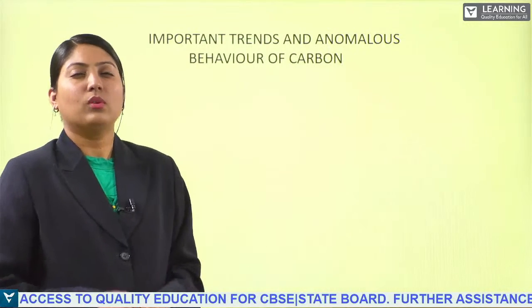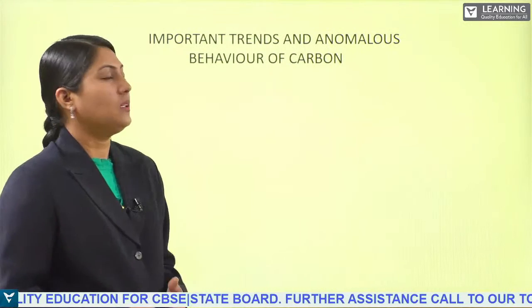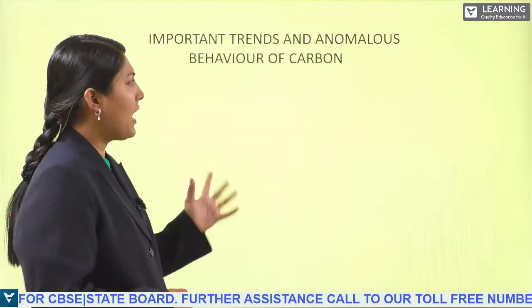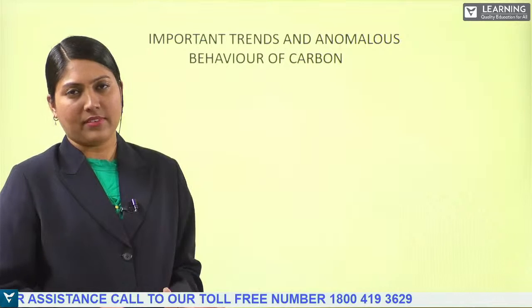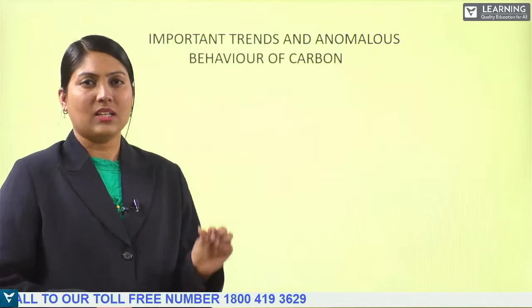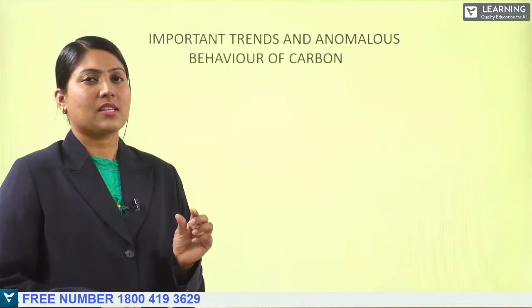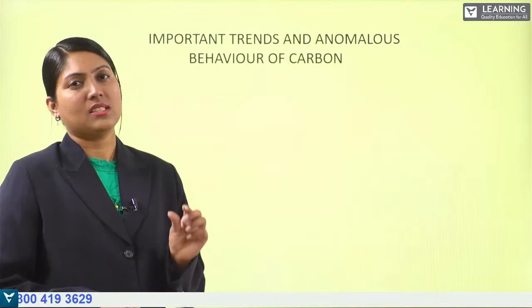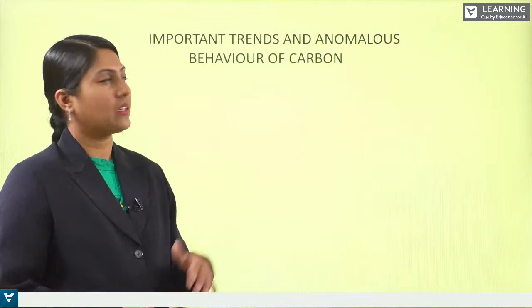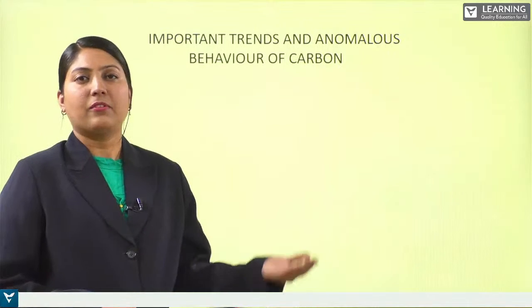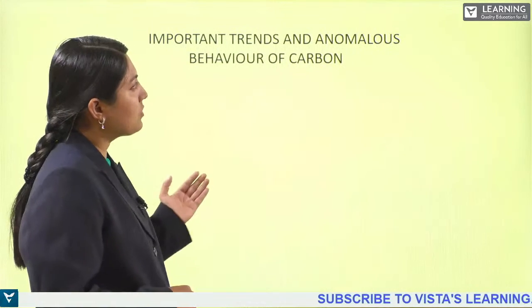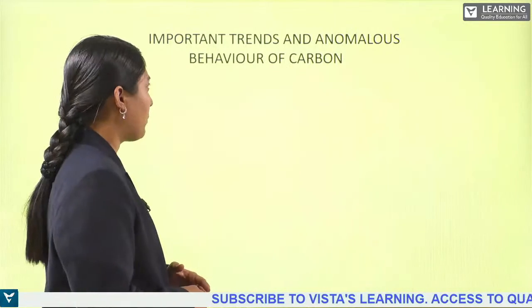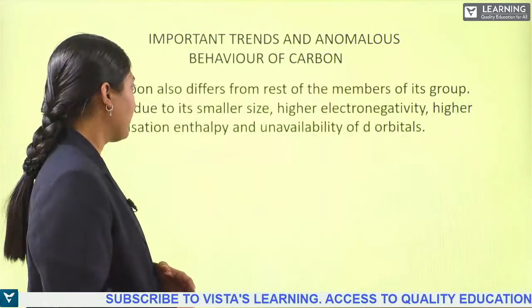So next we have trends and the anomalous behavior of carbon. As we know, carbon doesn't have d orbitals and it is the smallest atom in the group. It will obviously differ from its other elements. The properties will be different, and so we are learning about the anomalous properties or behavior of carbon.